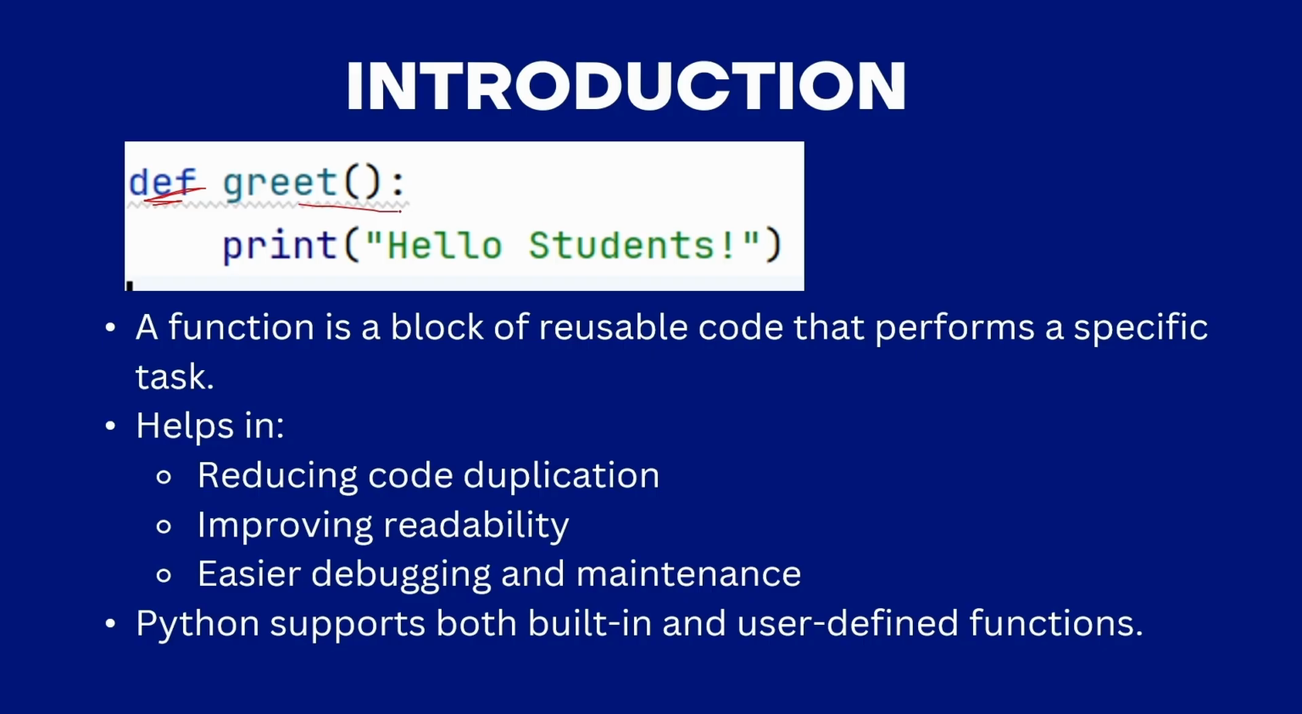The functions that we write are user-defined functions, and the functions which are already present in Python are built-in functions. For example, sum. If we say sum of a and b, so this sum is a built-in function. Okay. So we do not have to define it again. It is already defined in Python.